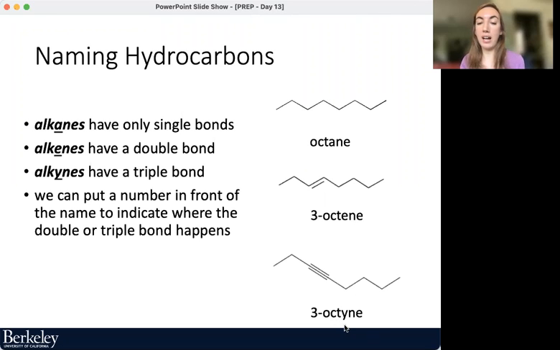So the "yne" is what indicates that there's a triple bond. So it's a little confusing in this case because there's a 3 here.